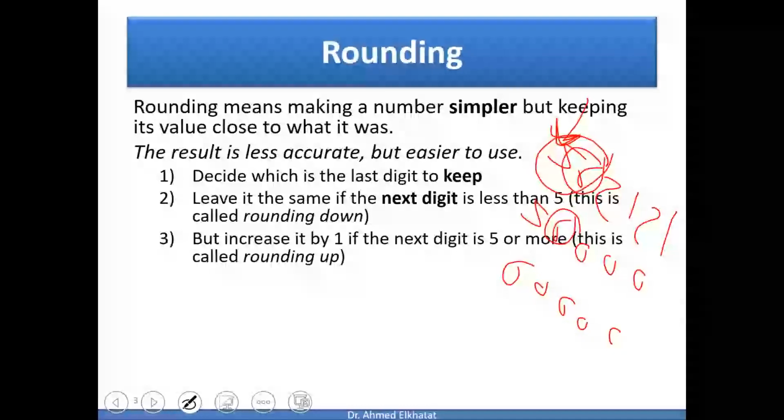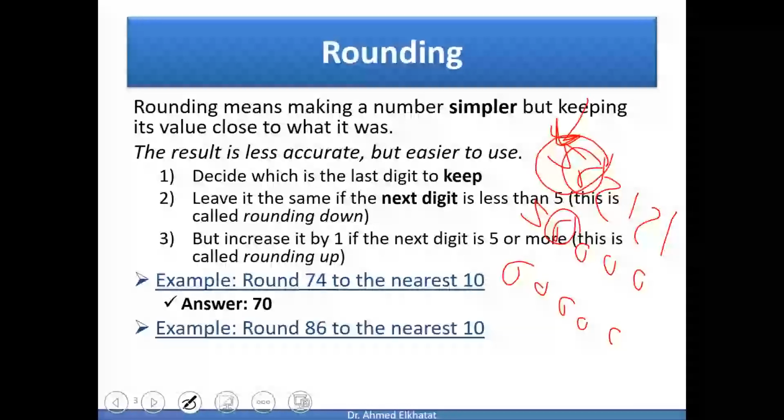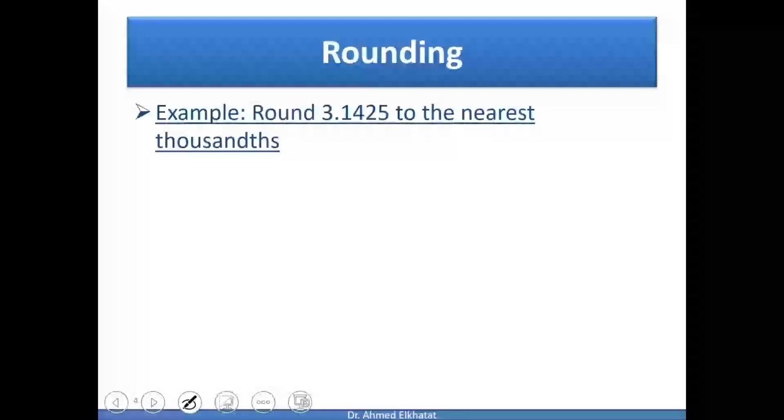Okay, let's test. We want to round 74 to the nearest 10. Check, the 4 is less than 5, so the result will be 70. Perfect. Then we want to round 86 to the nearest 10, so 6 is 5 or larger, so the number should be 90. Perfect. Let's take more examples.